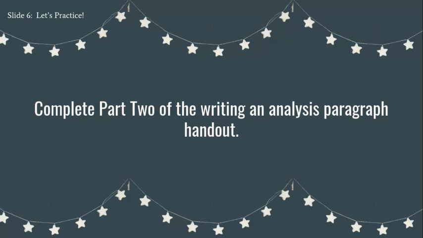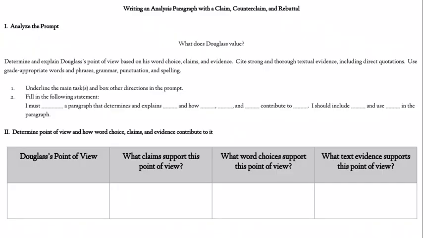Now we're going to complete Part 2 of the Writing and Analysis Paragraph handout. So let's look at Part 2. Part 2 is determining point of view and how word choice, claims, and evidence contribute to it. First, you're going to write down Douglass's point of view, then what claims support that point of view, then the word choices that support that point of view, and the text evidence that supports that point of view.